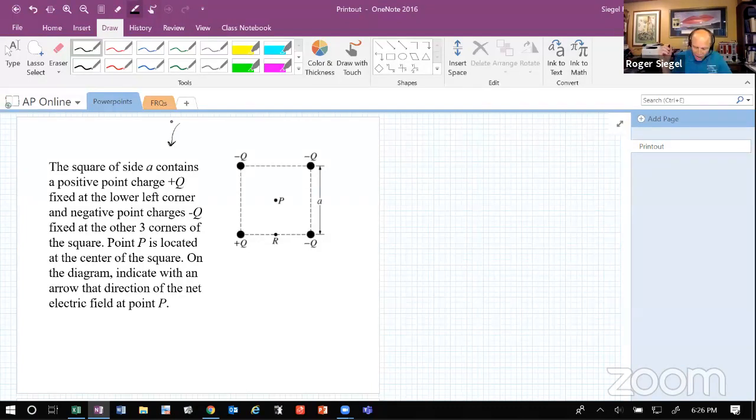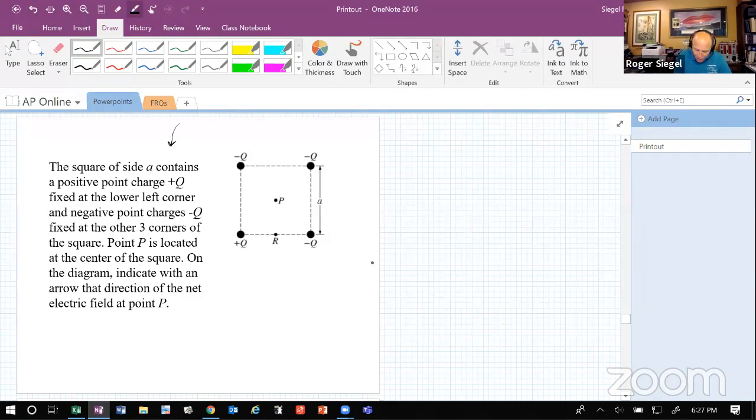So we've got the square of side A once again, and we've got these point charges. Here's Q plus in the lower left-hand corner. And here's 3 Q minuses in these 3 corners. So that's what we've got. Those are our 3 Q minuses and 1 Q plus. And also we have this point P, which is right here in the middle.